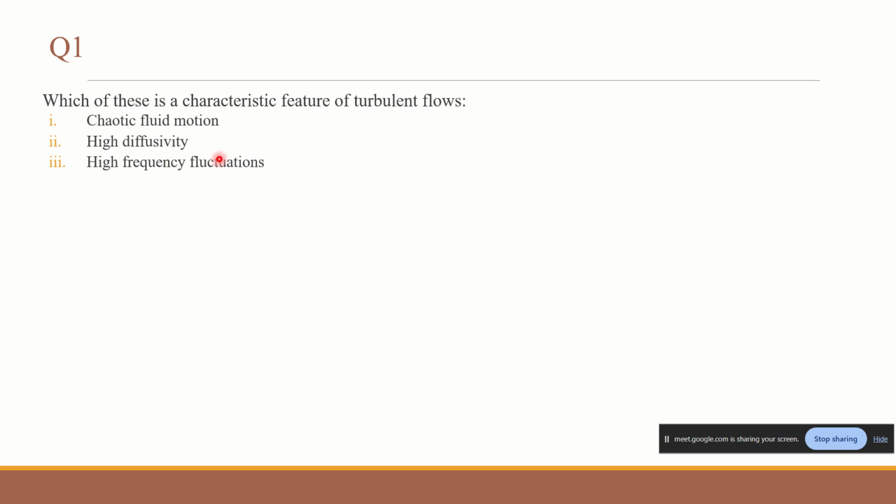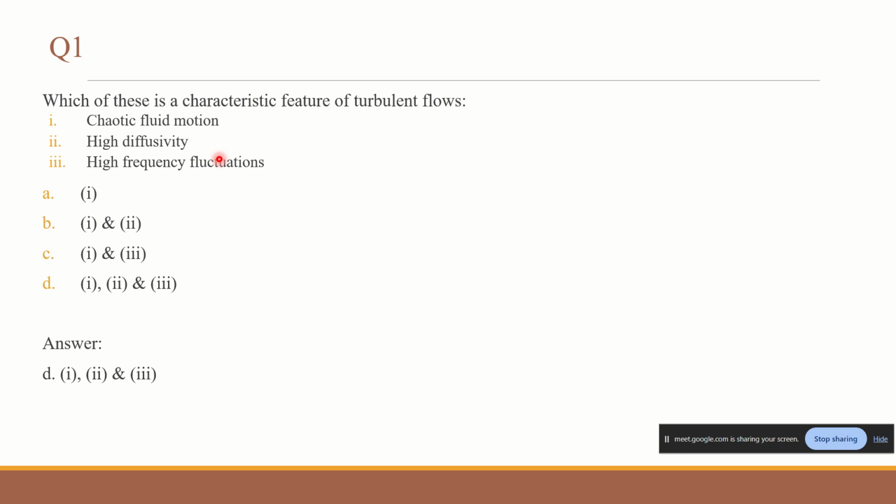So we are given 3 features and we are asked to find which are the features of turbulent flows, and we are given chaotic fluid motion, high diffusivity, and high frequency fluctuations. Option A 1, option B 1 and 2, option C 1 and 3, option D 1, 2 and 3. So we all know that the answer is option D, that is 1, 2 and 3.